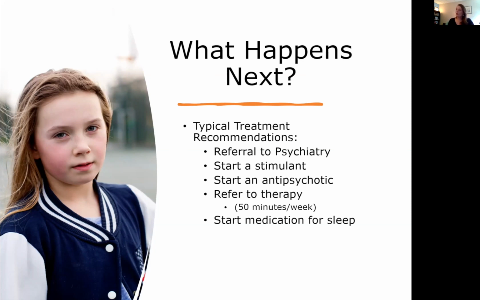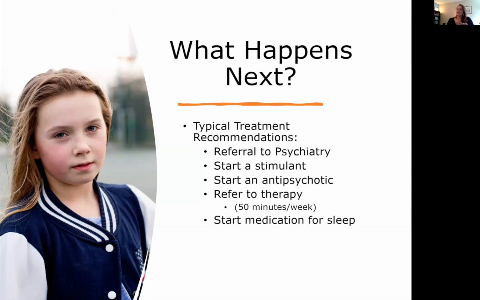So I look in my toolbox and I say, okay, well, she has impulsivity. Maybe I need to start a stimulant. She has a lot of mood swings. Maybe I need to start a mood stabilizer or an antipsychotic medication for her aggressive outbursts. Maybe I need to start a medication for sleep. And then, of course, I want to keep her in therapy, which traditionally for most of the kids that I work with is about 50 minutes per week with a single individual. And so, when I left fellowship, this is what I had in my toolbox.